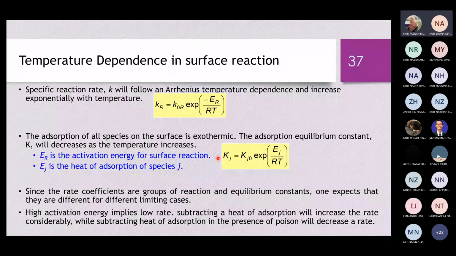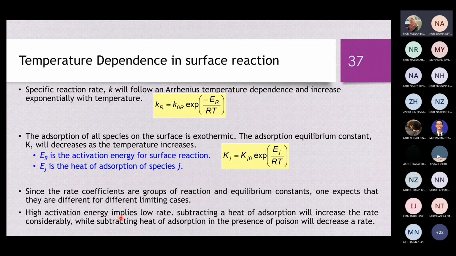So we cannot call this the Arrhenius equation. This is not the Arrhenius equation because the term here is not the activation energy, but the heat of adsorption. But we can call it the equilibrium constant temperature relation. Since the rate coefficients are groups of reaction and equilibrium constants, one expects that they are different for different limiting cases. So this we will look at after this.